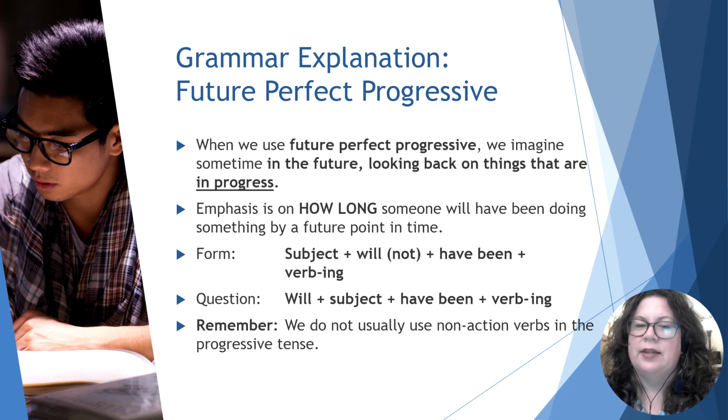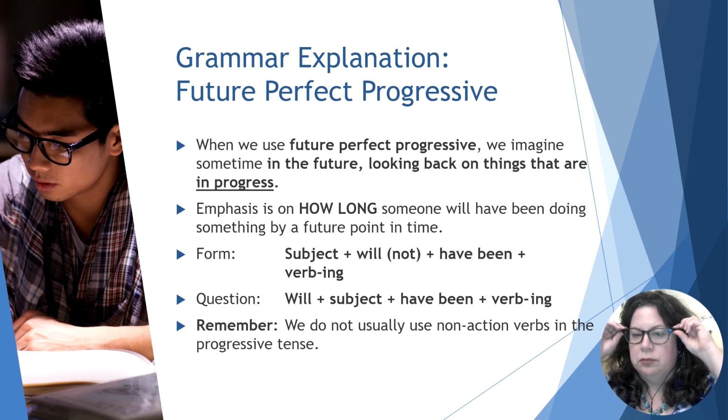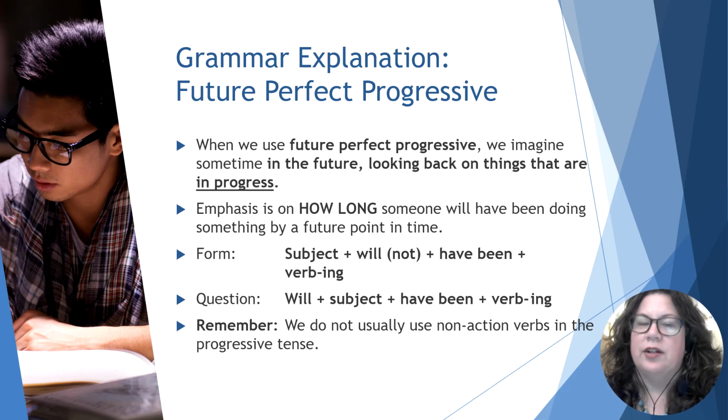And the form is subject plus will or will not plus have been plus verb ing. Now, again, if you studied British English, have been, American English, have been. We can form a question with will plus subject plus have been plus verb ing. And just a quick reminder, whenever we deal with the progressive, typically we don't use non-action verbs in the progressive tense, also called stative verbs.